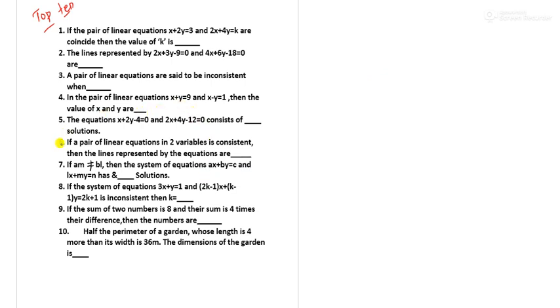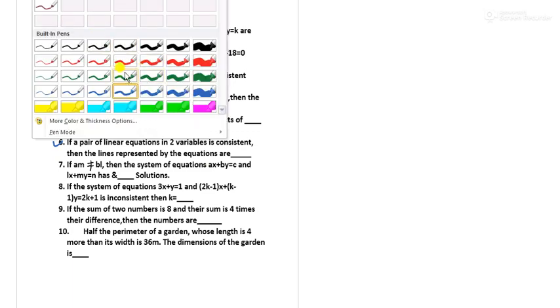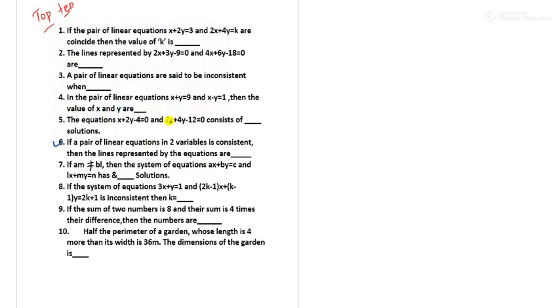Okay. Now question number 6. Now we will get some interesting questions. What does question number 6 represent? It asks, if a pair of linear equations in two variables is consistent, then the lines represented by them are dash.